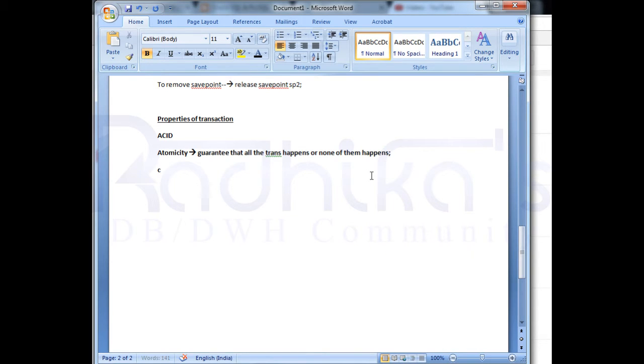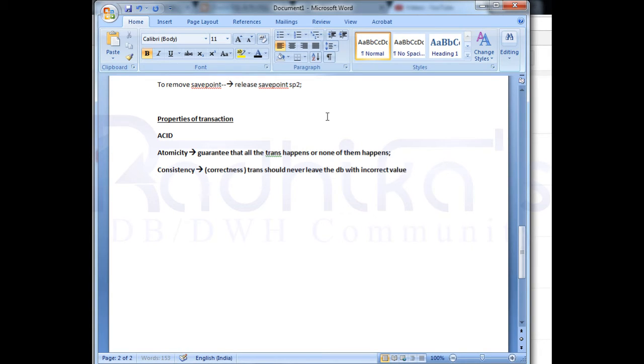Then coming to consistency. Consistency is where the correct value will be stored, or you can say correctness. It guarantees that the transaction will never leave the database with an incorrect or half done value.